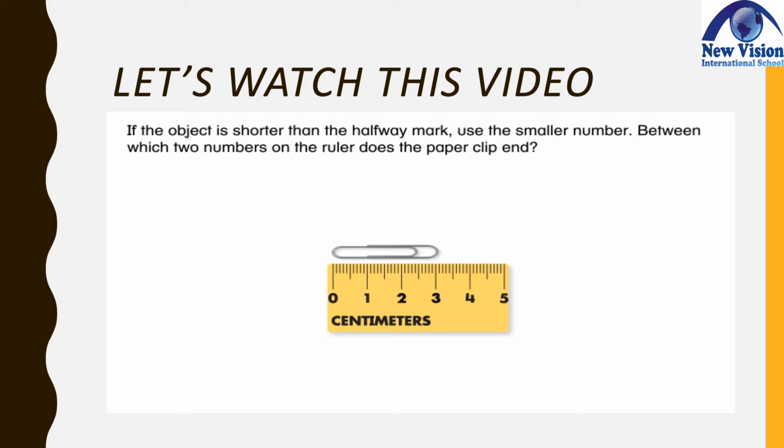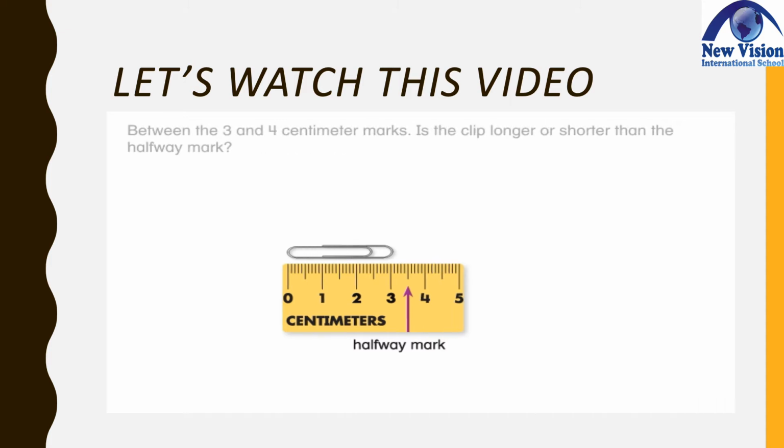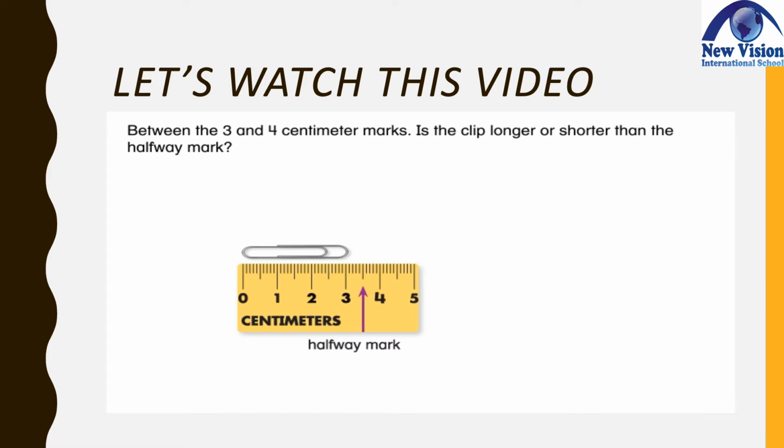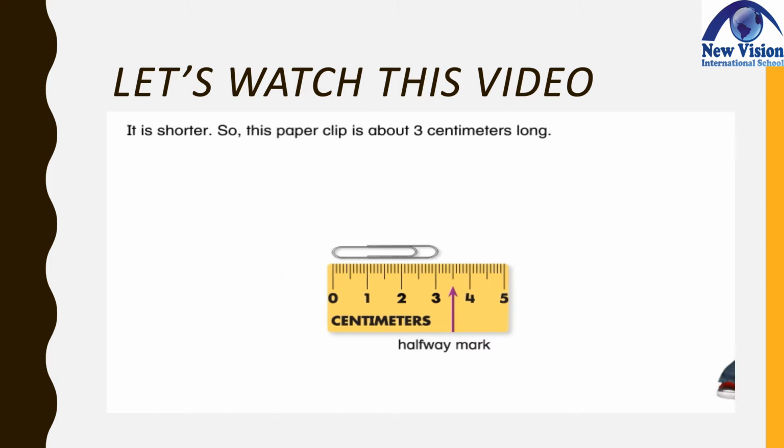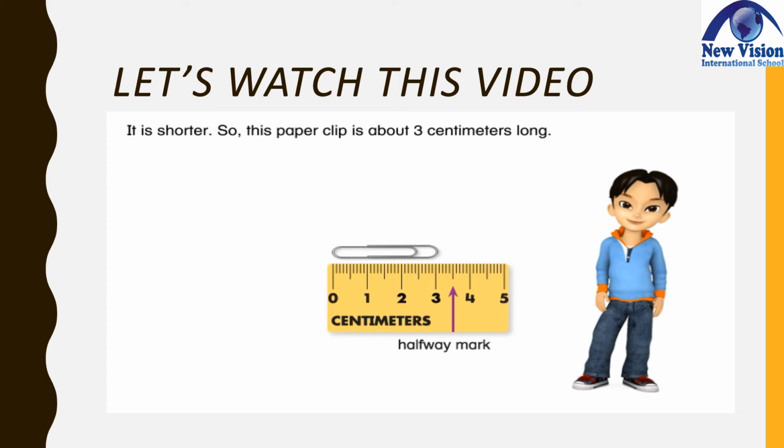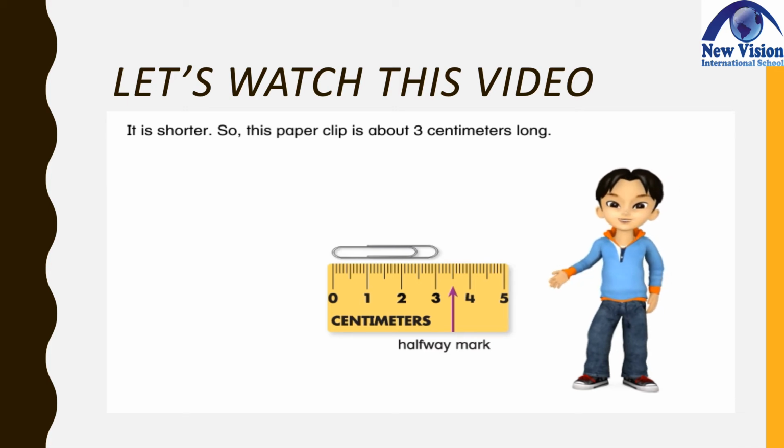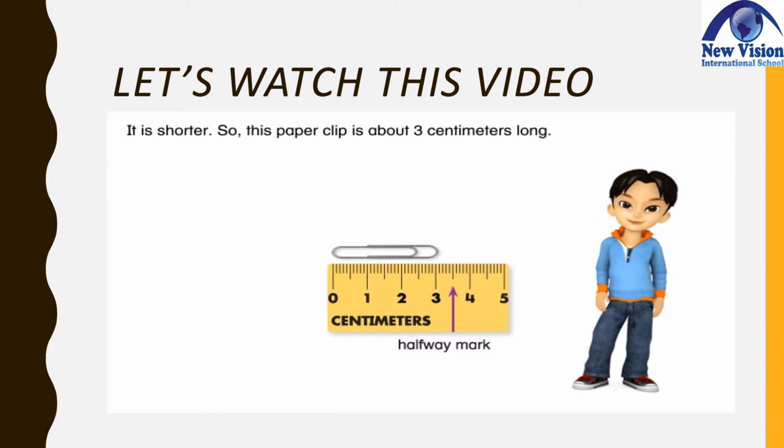If the object is shorter than the halfway mark, use the smaller number. Between which two numbers on the ruler does the paperclip end? Between the 3 and 4 centimeter marks. Is the clip longer or shorter than the halfway mark? It is shorter, so this paperclip is about 3 centimeters long. Now you know how to measure to the nearest centimeter.